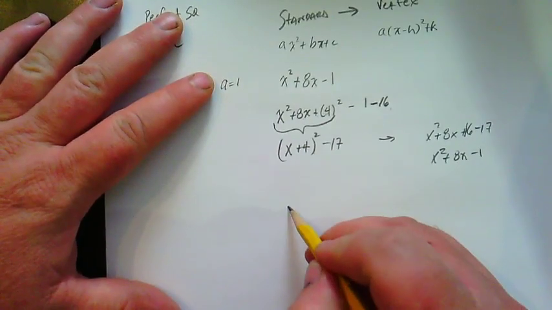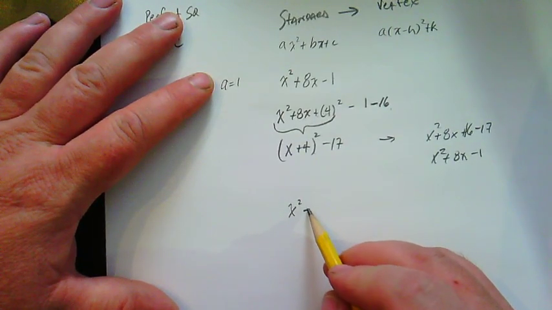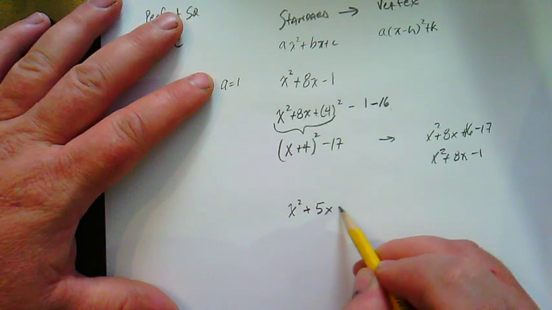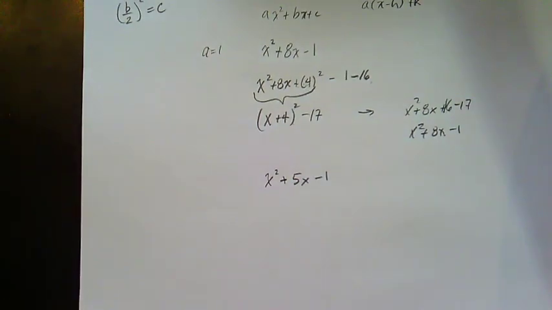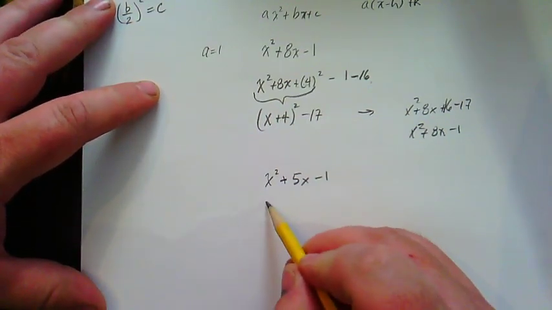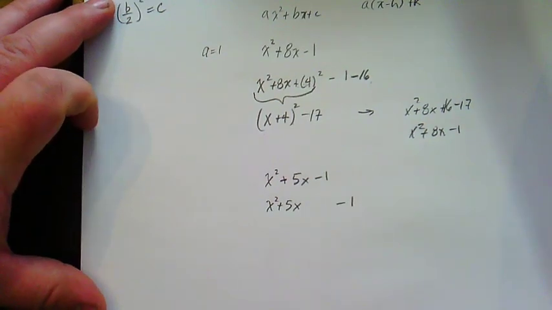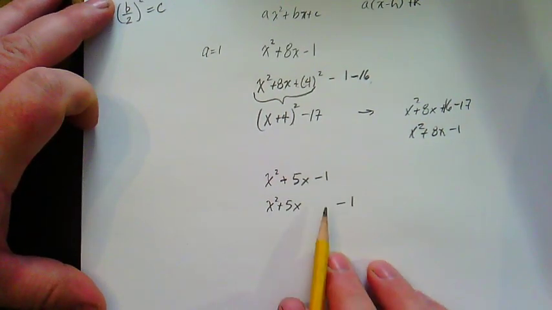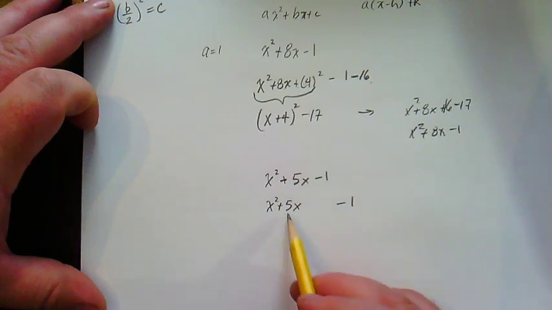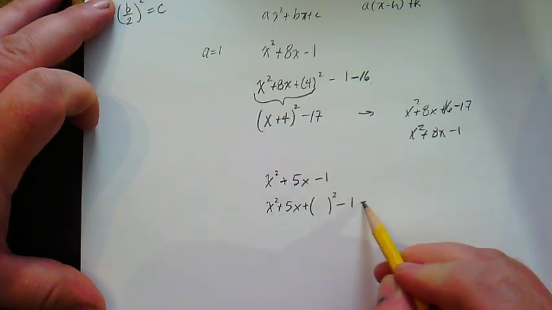Let's see an example where b is not even. Let's say, we'll keep it positive. Let's say it was like this, and we wanted to change that into vertex form. So this is a little trickier because when you take half of 5, you get a fraction, right? But it works out pretty easy. Just be patient and calm, and it's going to work out. So we rewrite it, we leave space, just like before. Now we have to take half of this and square it and add it and subtract it.